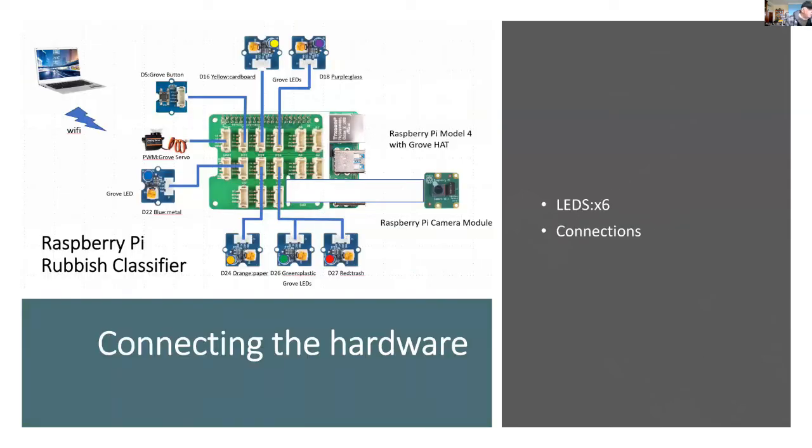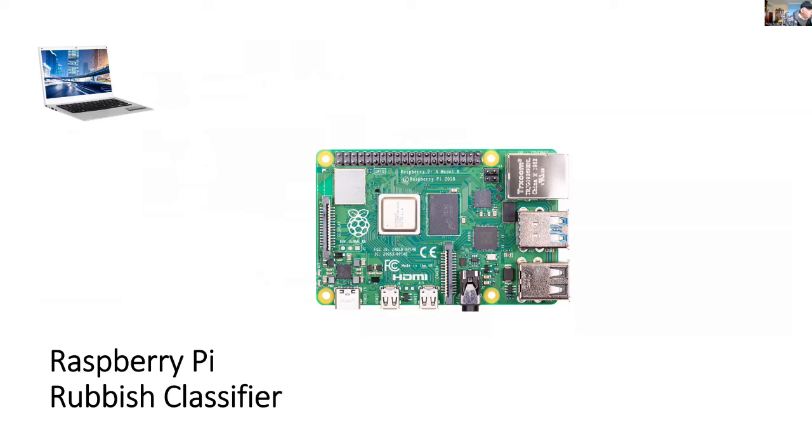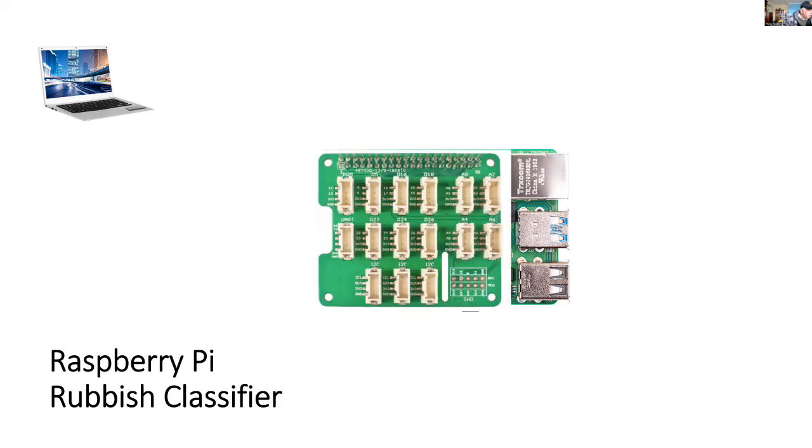Connecting the hardware. So this is how it all connects together. This is the final project with the Raspberry Pi camera, and we'll go through how that is constructed. So we start off with a PC, and that'll do the programming, and a Raspberry Pi Model 4, and we add the hat to it.